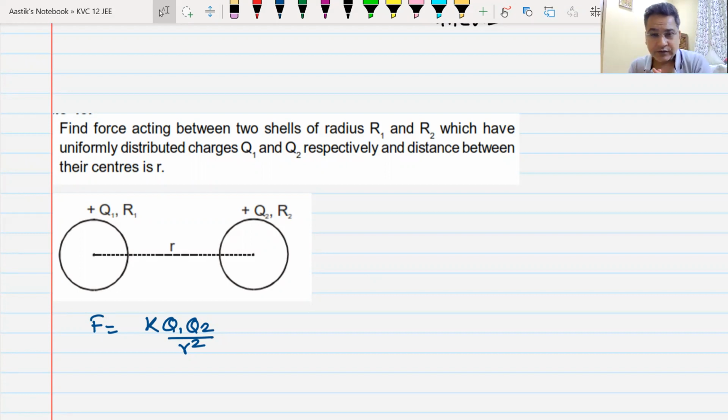So you find out the electric field due to one shell on the other shell and multiply it by the charge of the other shell. Do we understand this? So that was this question.